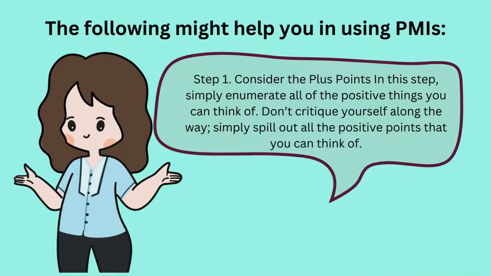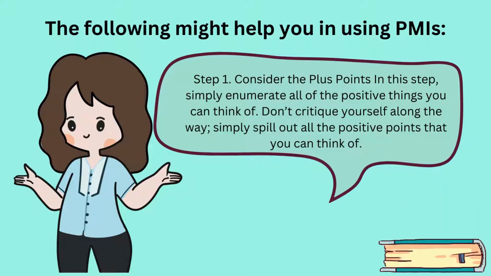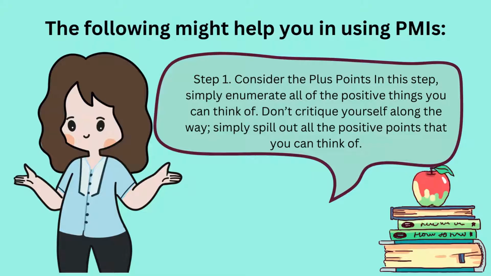Step 1. Consider the plus points. In this step, simply enumerate all of the positive things you can think of. Don't critique yourself along the way, simply spill out all the positive points that you can think of.